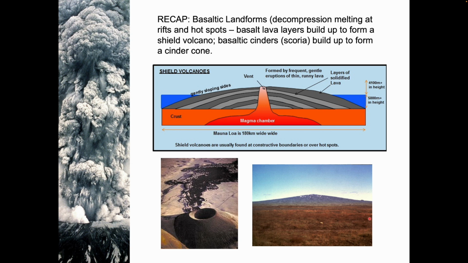To recap, basaltic or mafic landforms are usually formed by decompression melting at rift zones and at hotspots. Basaltic lava layers will build up to form a shield volcano, and basaltic cinders or scoria will form a steep-sided cinder cone. Here's a couple of shields here, showing your layers of solidified lava, thin layers, highly overlapping, which make a nice, gently sloped shield volcano seen here in what looks like Iceland in the lower right.